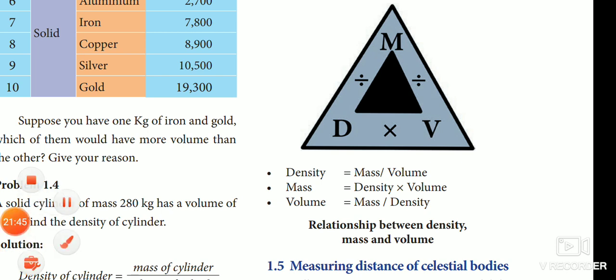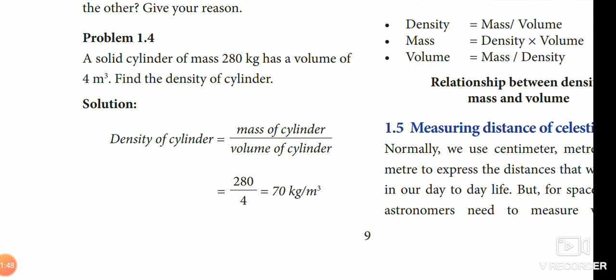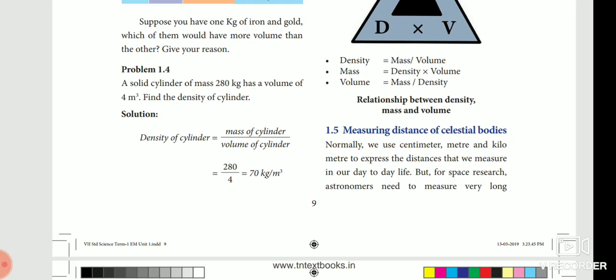Okay children, look at problem 1.4. A solid cylinder of mass 280 kg has a volume of 4 meter cube. Find the density of the cylinder. Density of cylinder is equal to mass of cylinder by volume of cylinder. So 280 by 4, we can use the 4 table, and the answer is 70 kg per meter cube.